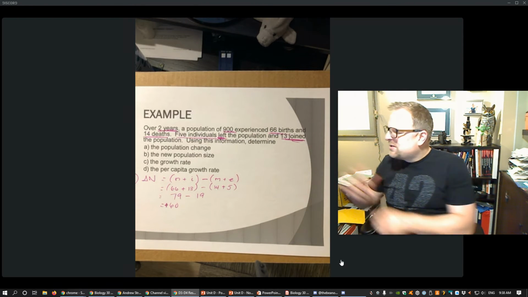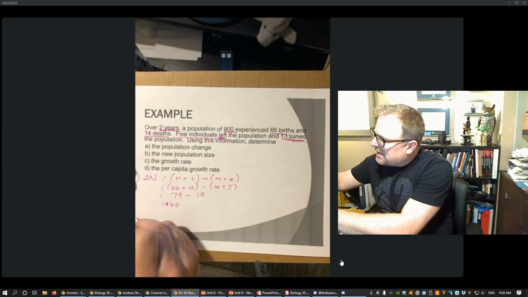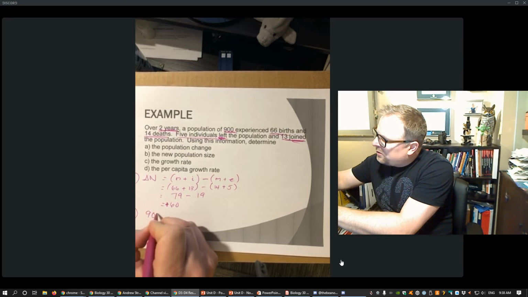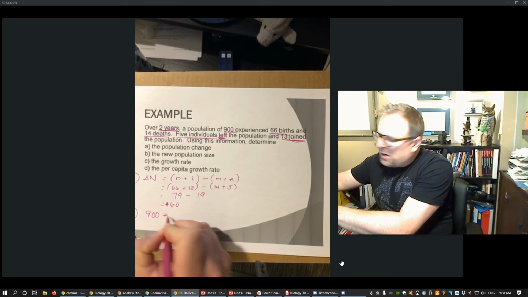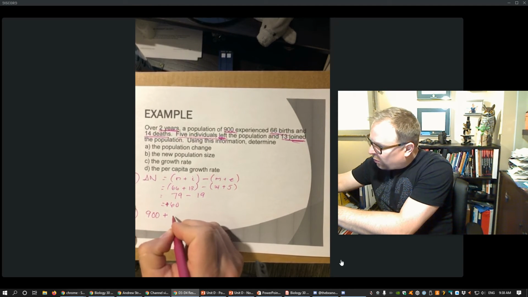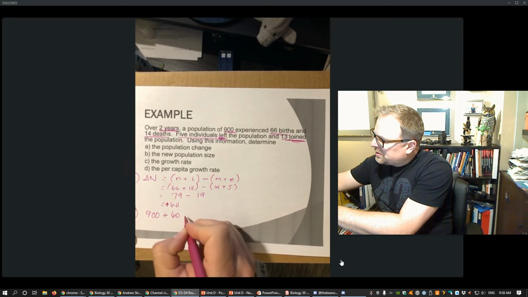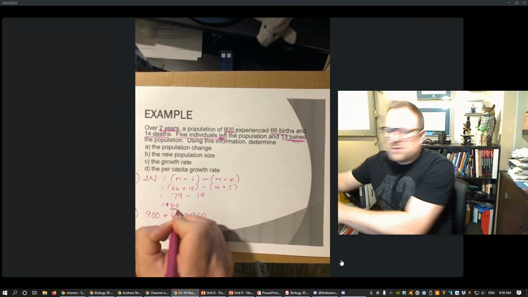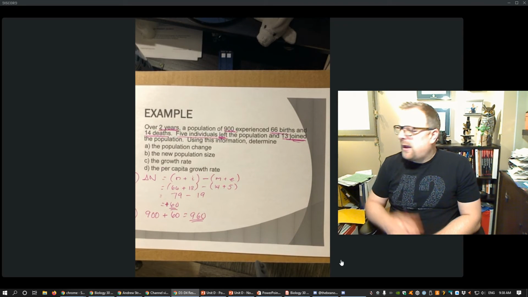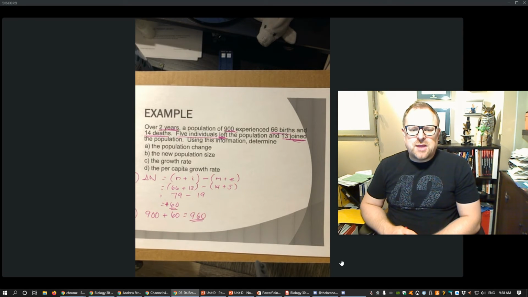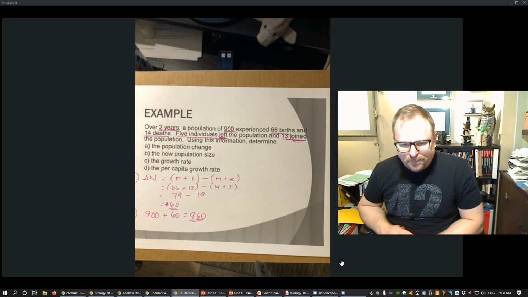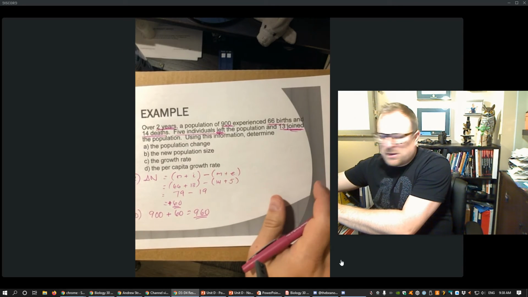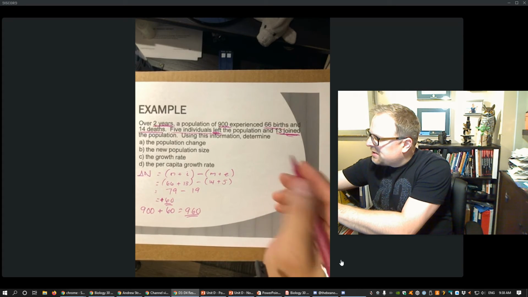Okay, what is our new population size after these 2 years? Well, we started out with 900 individuals. We experienced a population growth of 60 individuals. So our new population size is 960 individuals. That should make sense, I hope, to you, where that came from. So that's B. Let's move on to C, and I'm going to slide this over just a touch.